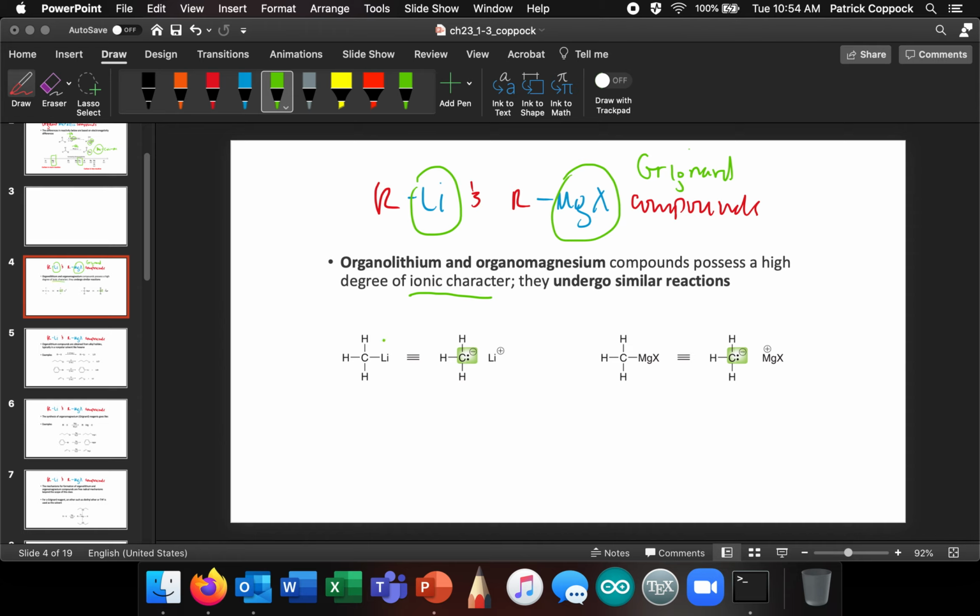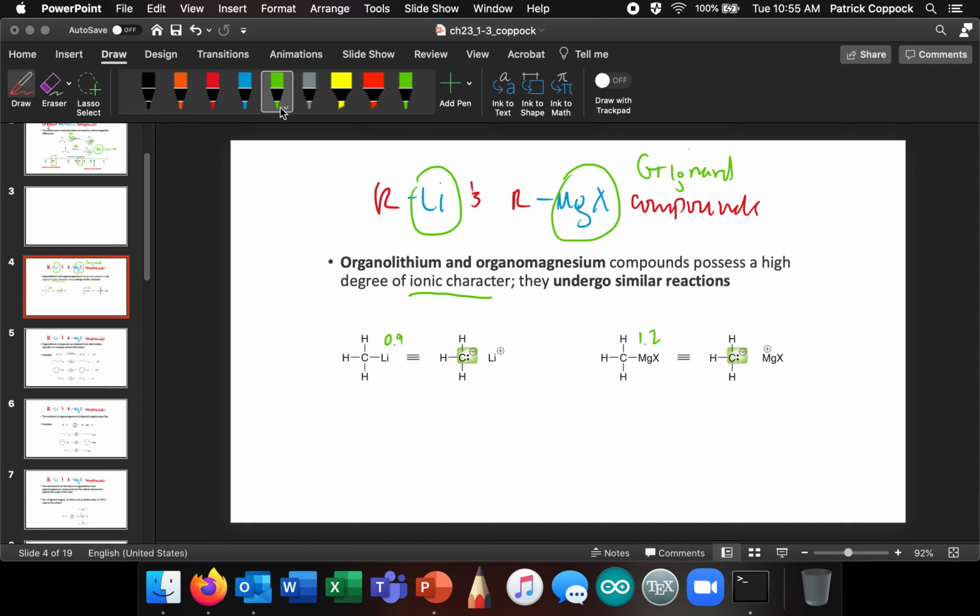Remember, the electronegativity of lithium is about 0.9. And the electronegativity of magnesium is about, I don't remember now, 1.2, something like that. Either way, it's pretty low electronegativity. So this is a very polar bond.